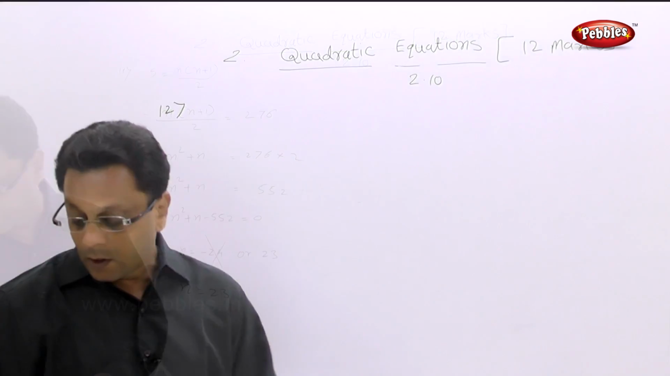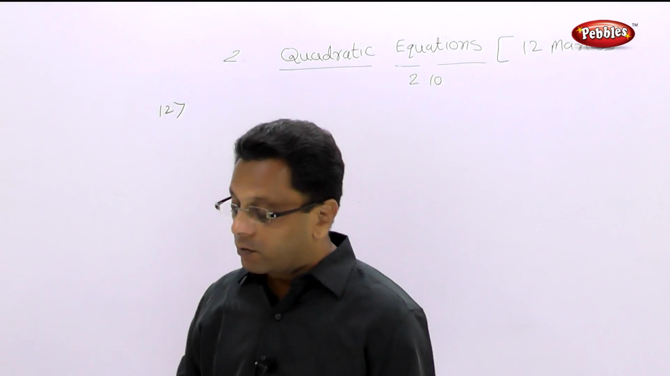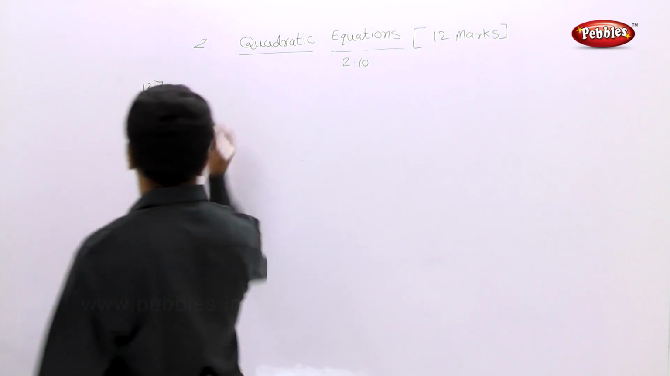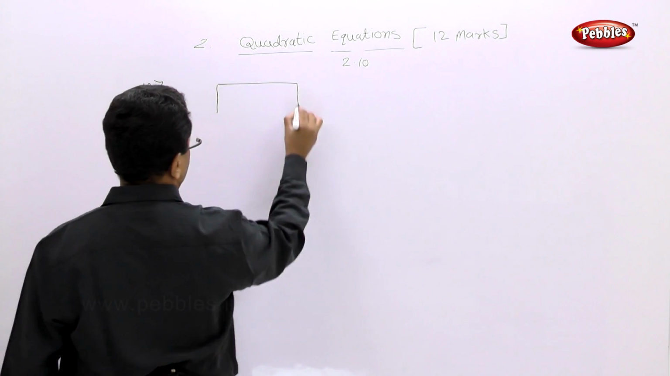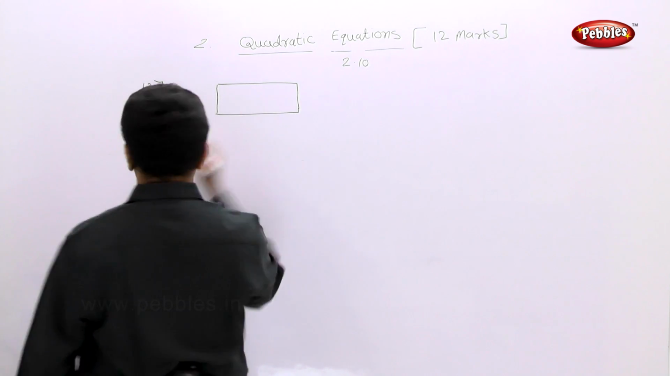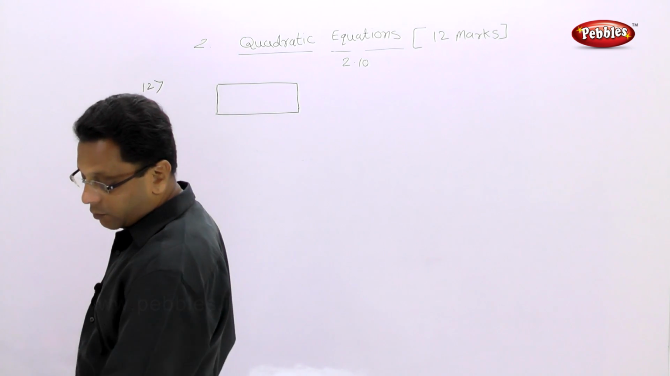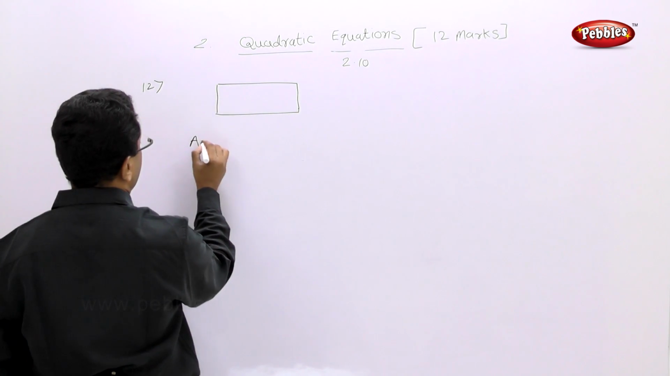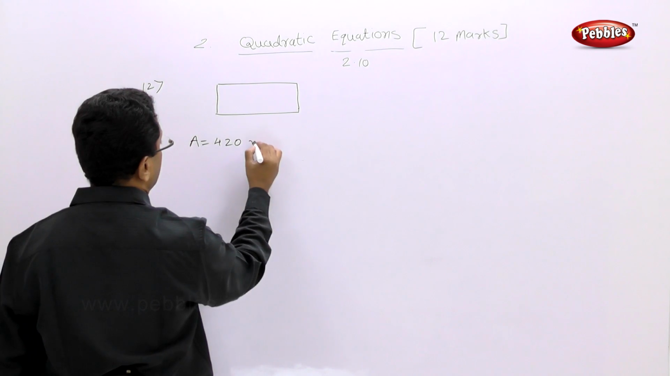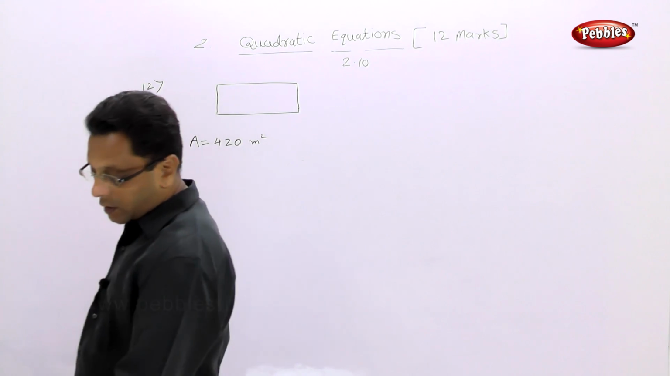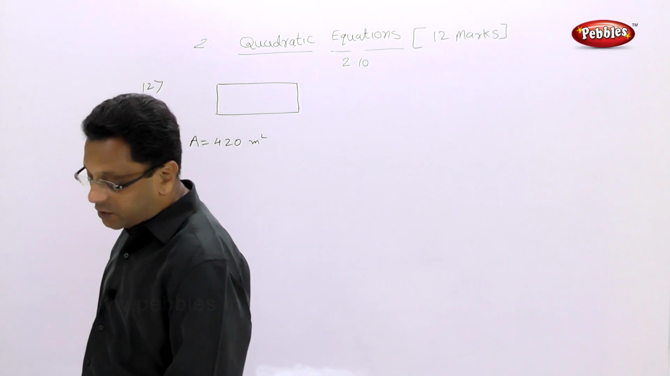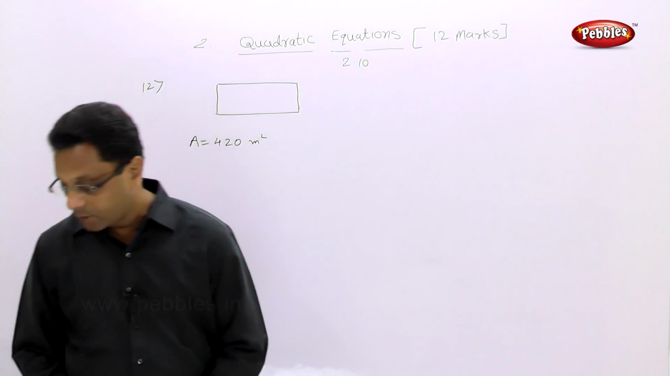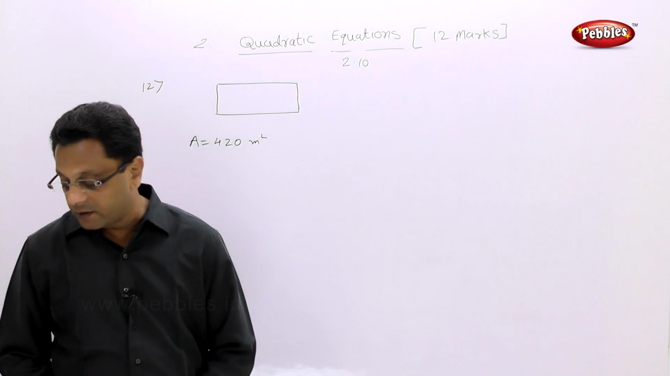Let's go ahead. The area of a rectangular playground. As soon as you read something like rectangular playground, draw that. The area of the rectangular playground is 420 meters square. So given is area is 420 meters square. If its length is increased by 7 meters and breadth is decreased by 7 meters, the area remains the same. Find the length and breadth.